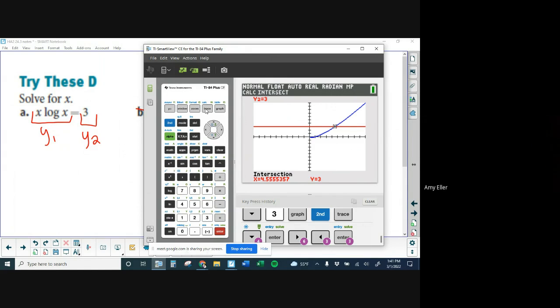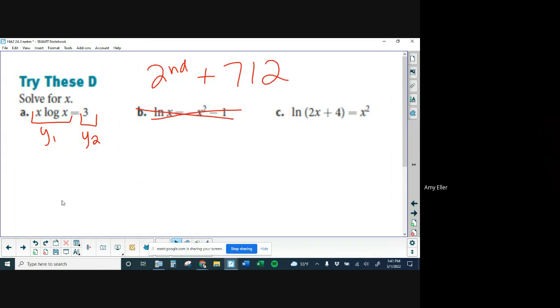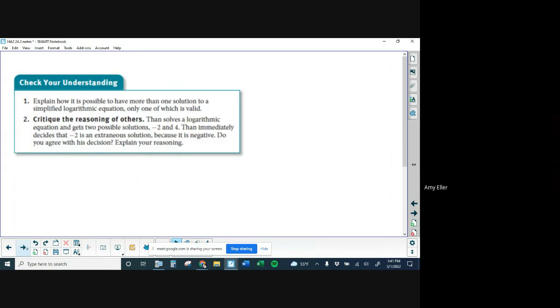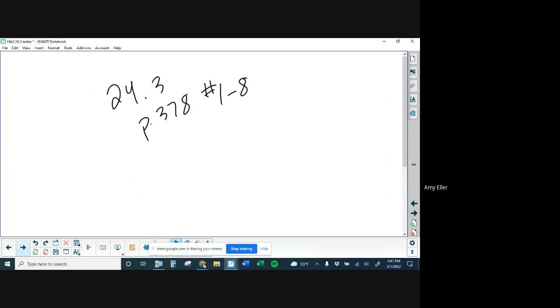We didn't have time for C. I was hoping to get to C. C touches twice, which is not a problem. If you get a graph like this and you get 2 intersections, do second calculate for this point, get an answer, hit second calculate, move your cursor to that point. There you go.